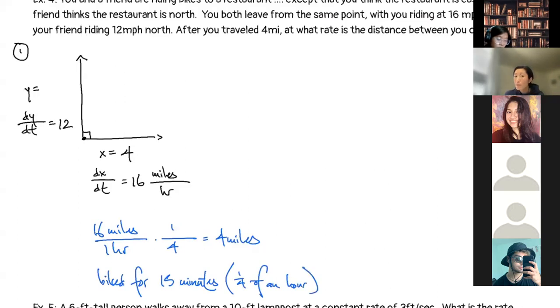So now you both biked for 15 minutes. So how far did your friend travel? Well, we could do a little arithmetic and figure out that they biked 3 miles. Yes, you could also set it up that way. That is absolutely fine.